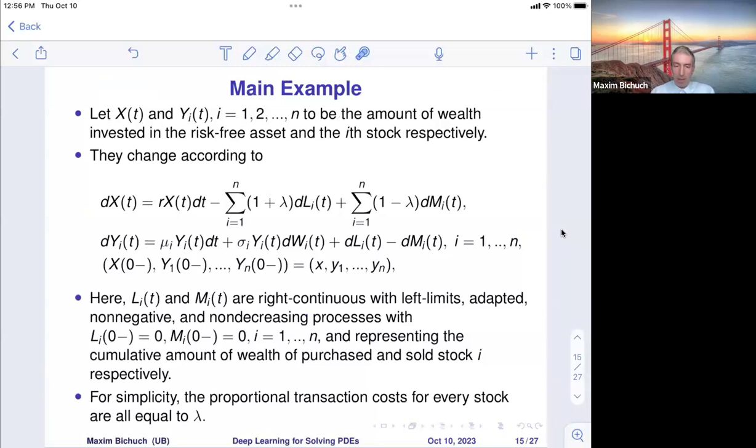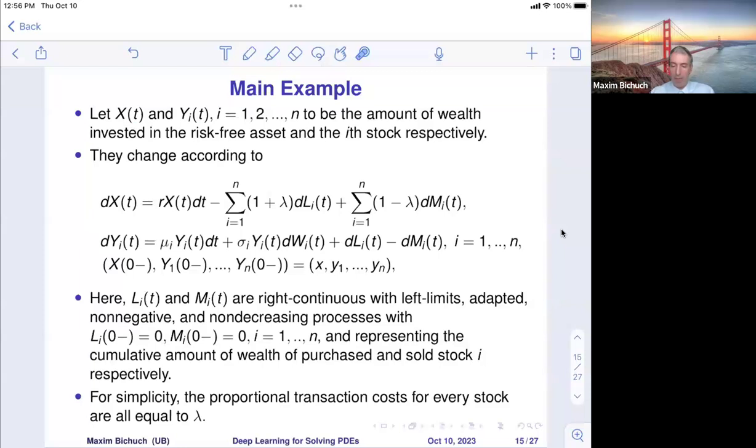So let me denote by X and Y_i the amounts of wealth invested in the risk-free asset and the ith stock, respectively. And so they're going to evolve according to the following. The wealth in the risk-free asset will grow at the rate r. And then there are two terms for buying and selling the stock, right?